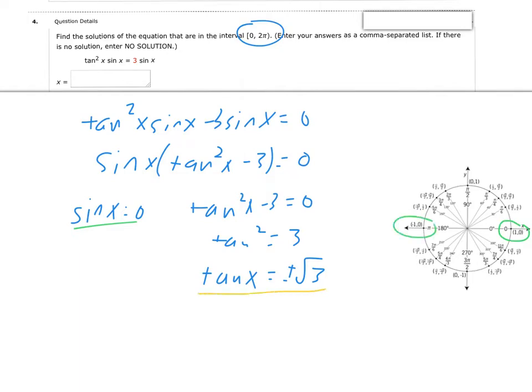And then where does tan x equal rad 3? Well, I would say that's pi over 3, 2 pi over 3, 4 pi over 3, and 5 pi over 3. The reason I took all 4 quadrants is that we have the plus or minus there. And so I can take it whether it's positive or negative, and that means all 4 quadrants. And so I would just list all of those answers out, all 6 of them.